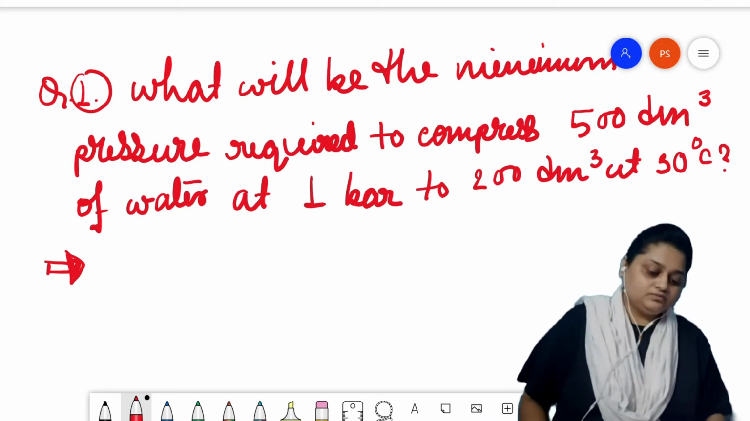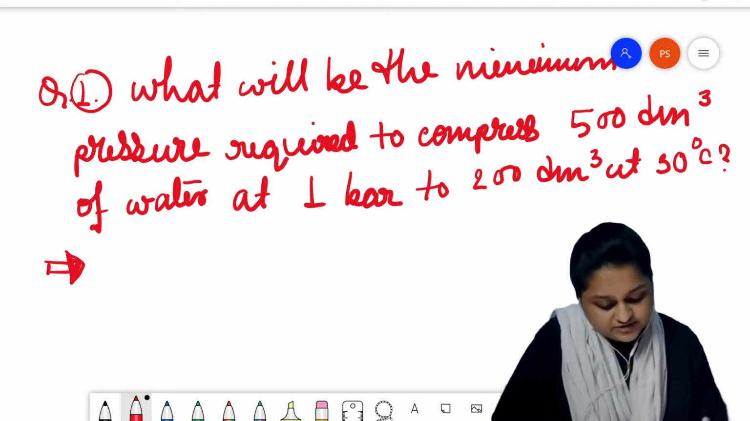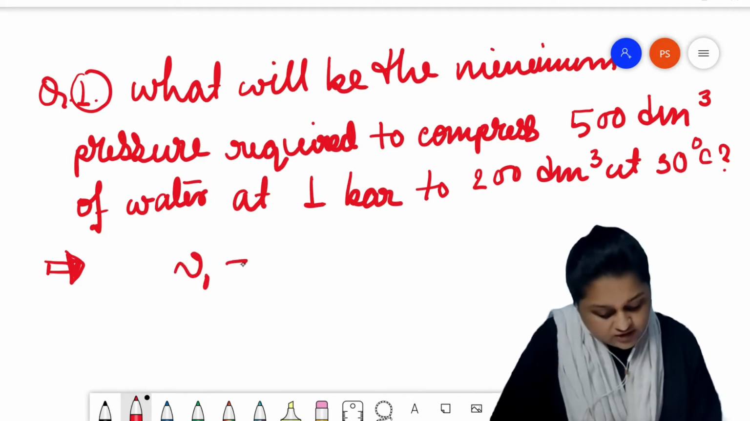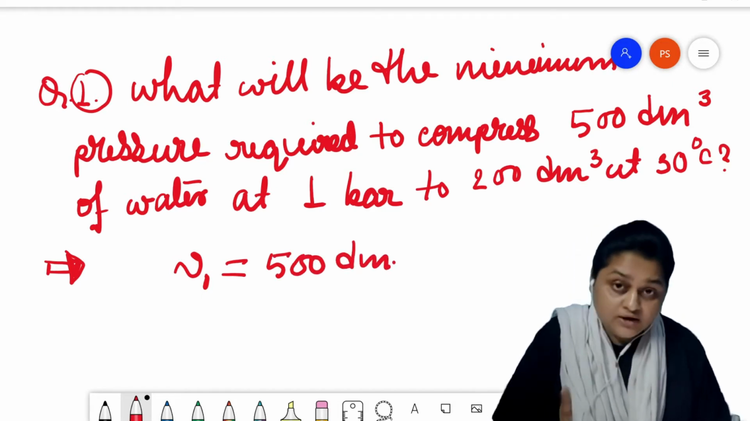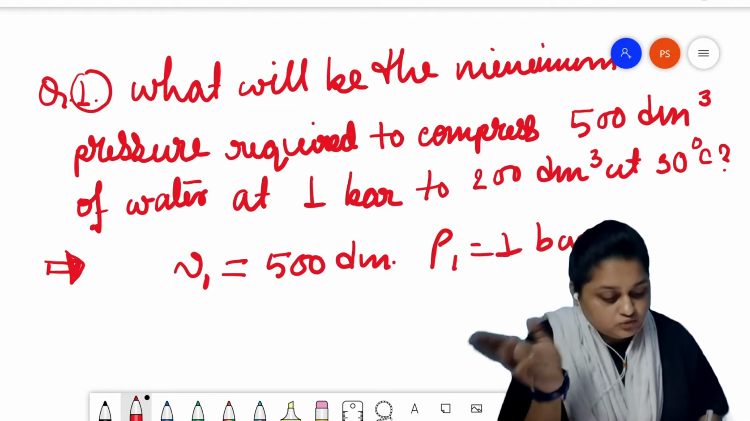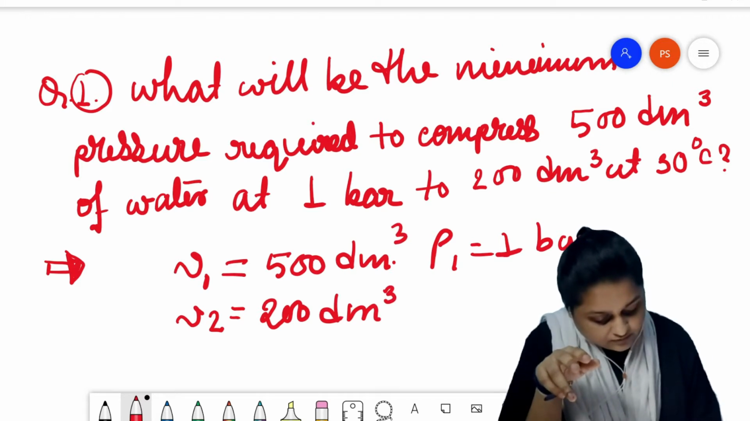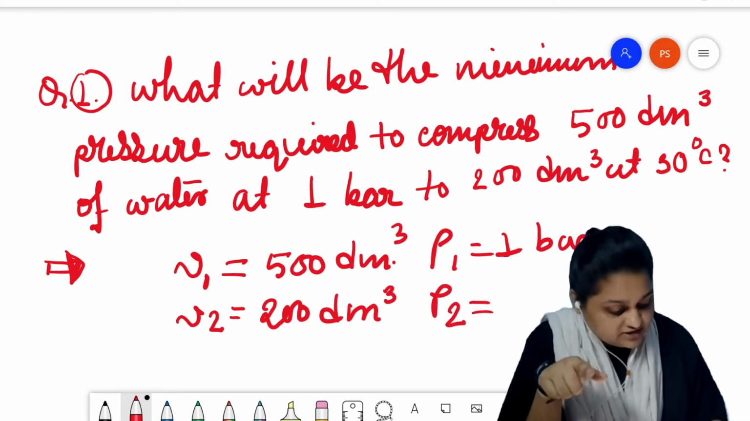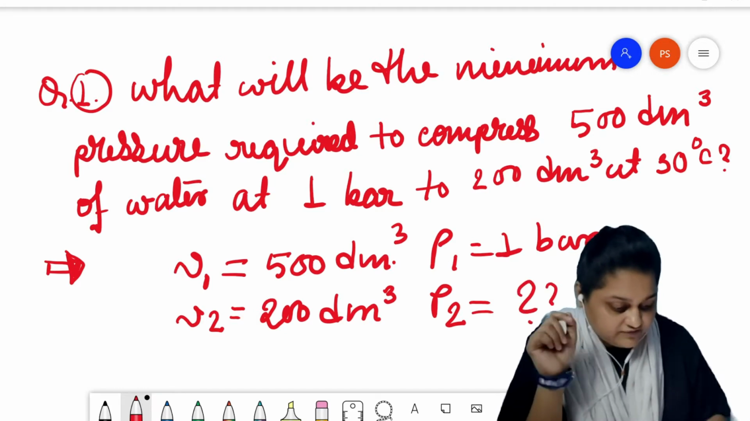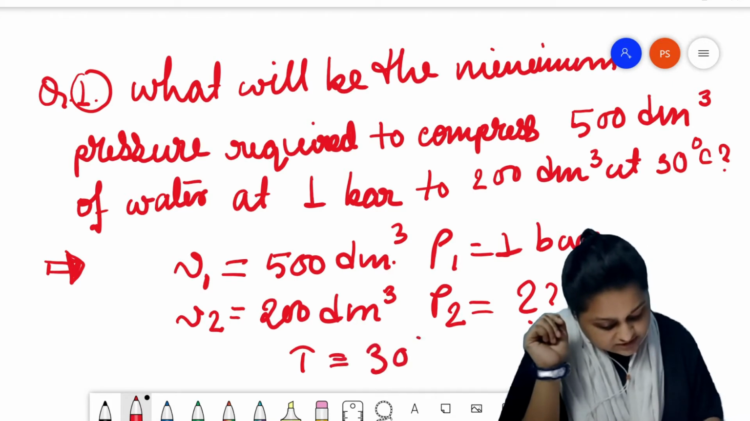So the question is, what will be the minimum pressure required to compress 500 decimeter cube of water? So the initial volume V1 is 500 decimeter cube of water at 1 bar pressure, that is P1 is 1 bar, to 200 decimeter cube. So the final volume is 200 decimeter cube. What will be the pressure at this 200 decimeter cube, that is P2, they have asked. Now temperature is constant, which is 30 degree Celsius.